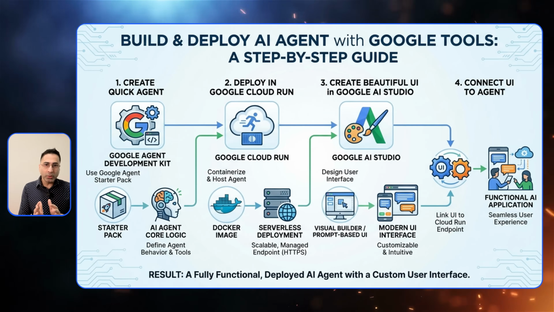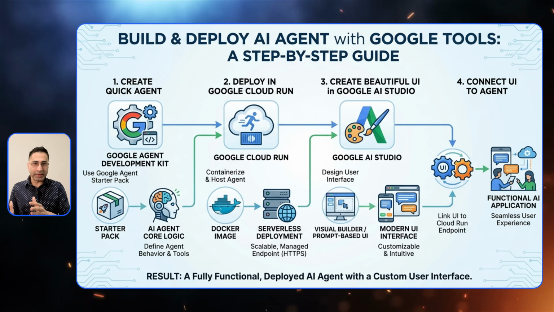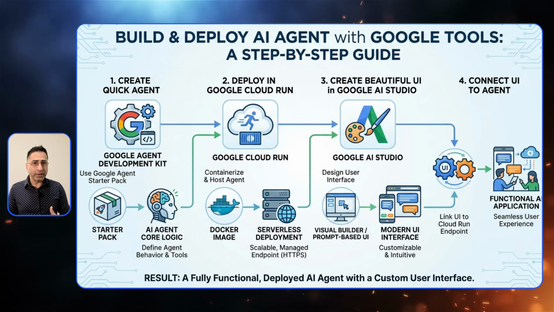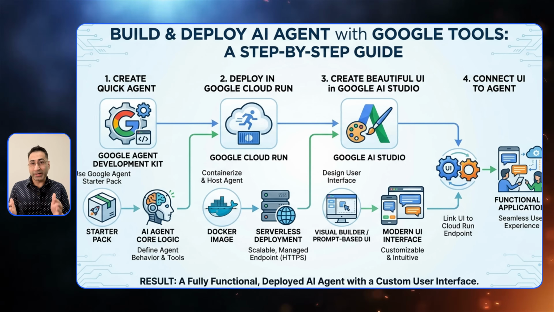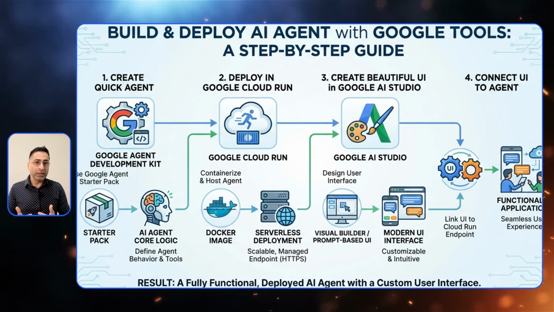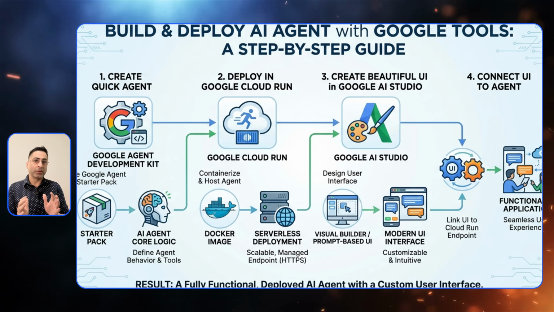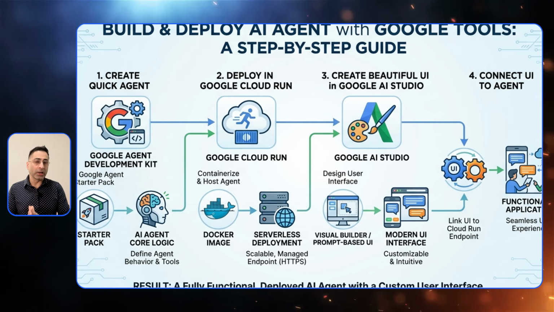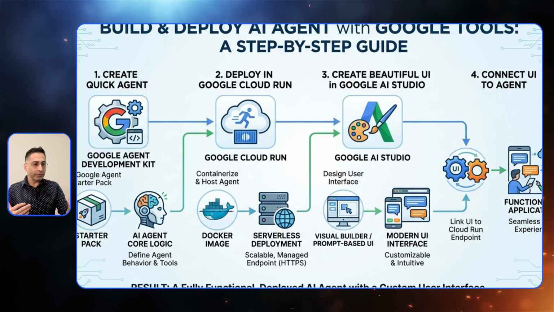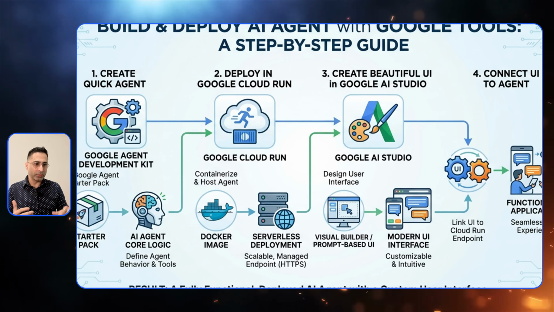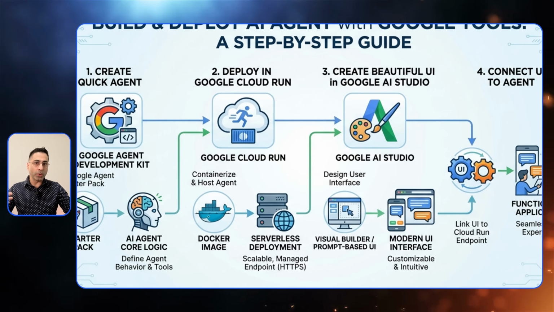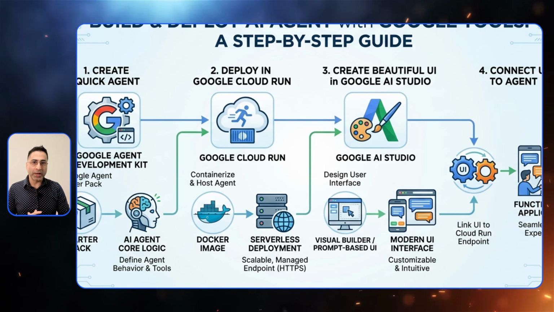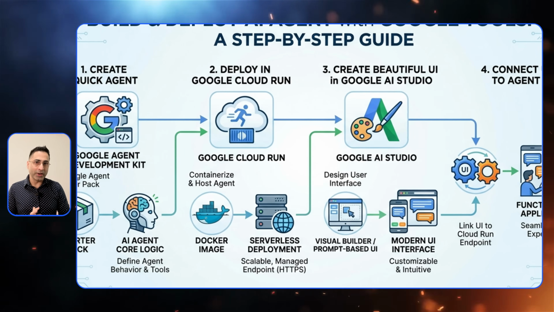So in this video, I'm gonna take you through step by step on number one, how do you create a very quick agent using Google Agent Development Kit? We will use the Google Agent Starter Pack in order to do that. And then we will go ahead and deploy that agent in Google Cloud Run. Once we have done that, then we will go into Google AI Studio and create a beautiful UI like this. And then finally, we will connect that UI to this particular agent, okay? So please stay tuned, it's going to be fun.